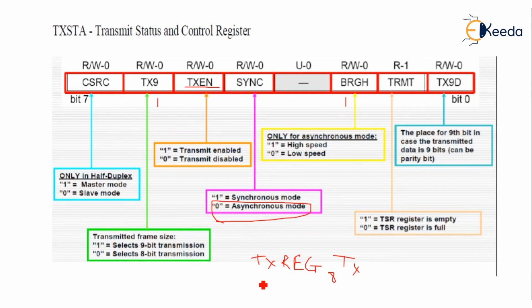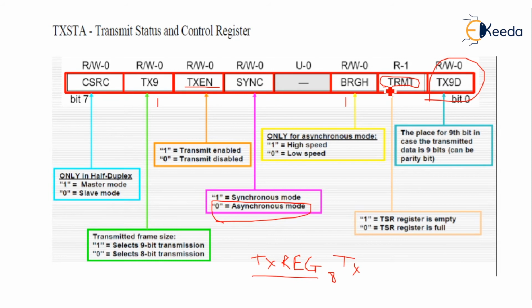If I want to transmit 9-bit data, what happens? The 8 bits will be stored into the TXREG register, and the 9th bit which we have to transmit is placed into the TX9D bit. Now we'll see what TRMT does. If TRMT is 1, then the TSR register is empty. If it is 0, then the TSR register is full.